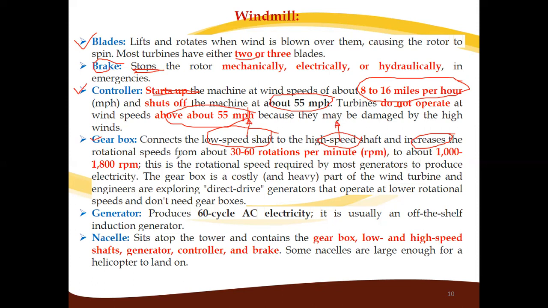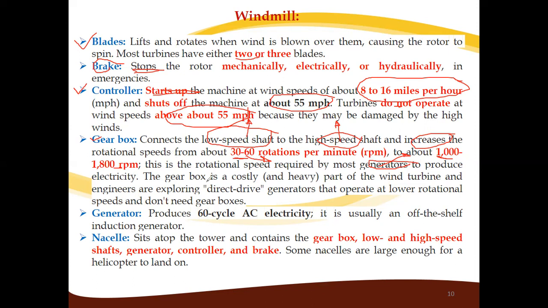So the gearbox increases the rotational speed from 30 to 60 RPM, that is rotations per minute, to 1000 to 1800 RPM. This is the rotational speed required by most generators to produce electricity. By using 30 to 60 RPM, we cannot rotate the generator. So for that, we require a minimum of 1000 to 1800 RPM so that we can rotate the generator, and from the generator, we can produce electricity.